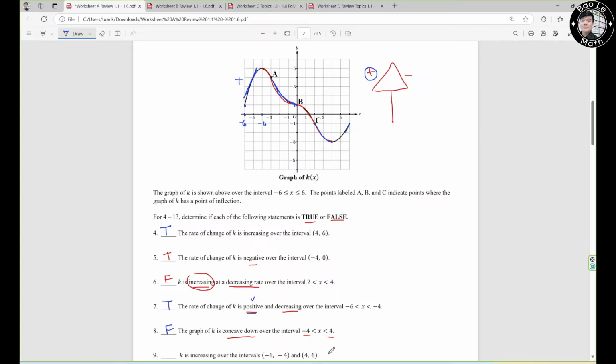And now check 4 to 6. 4 to 6 will be from here to here. And we draw another tangent line. And then yes, the tangent line has a positive slope, so the function is increasing. So number 9 is true.